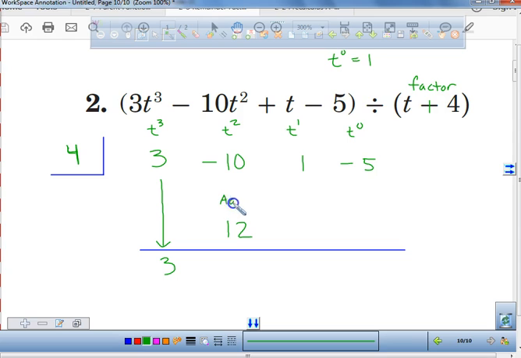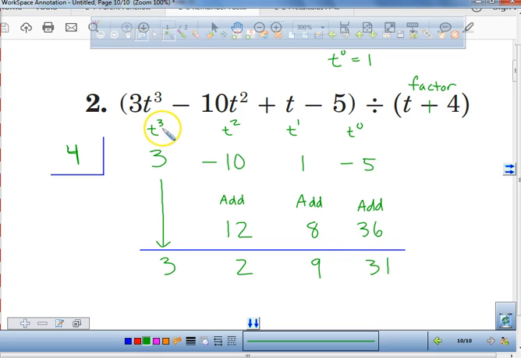You need to know that you need to add these numbers together to get a 2. You multiply the 4 times the 2 to get an 8. You add the 1 and the 8 together to get a 9. You multiply the 4 times the 9 to get a 36. You add the 36 and the negative 5 together to get 31.